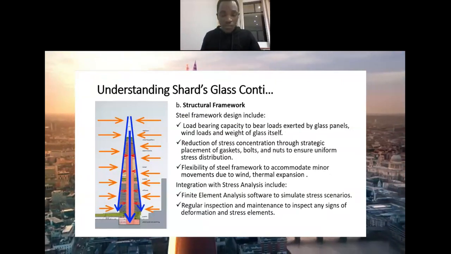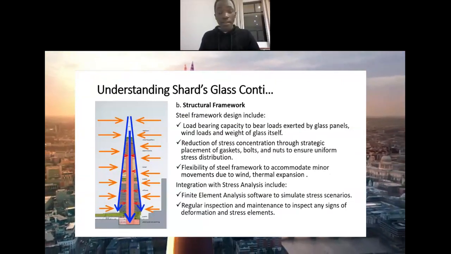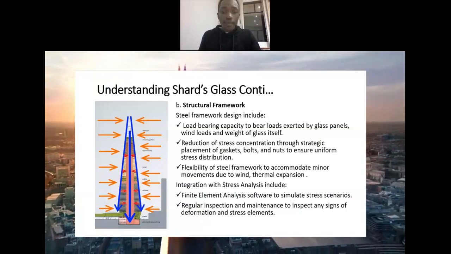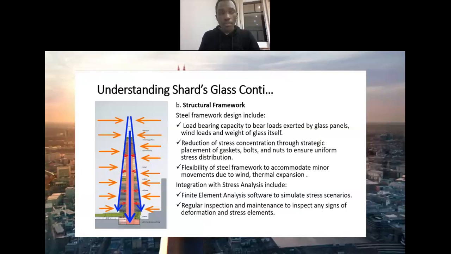The structural framework is important because we have to understand the load bearing capacity, especially from the upper glasses and also wind. There is reduction of the stress concentration through the placement of nuts and gaskets, which ensure uniform stress distribution so that there is no stress at one point. There is also the flexibility of the framework, as you can see from the video. It has to be flexible to accommodate minor movements when the wind blows. And I'm happy that engineers took that into account.